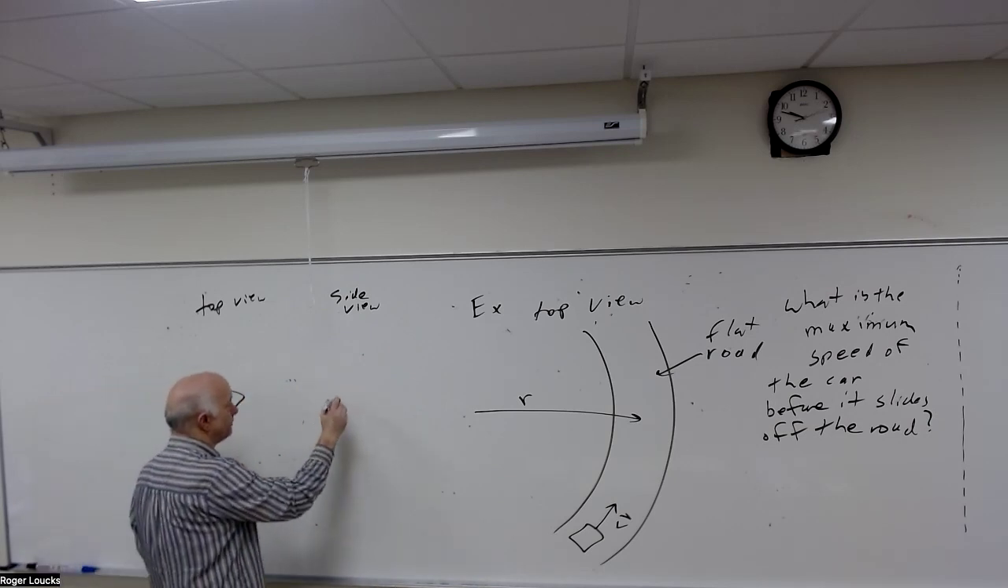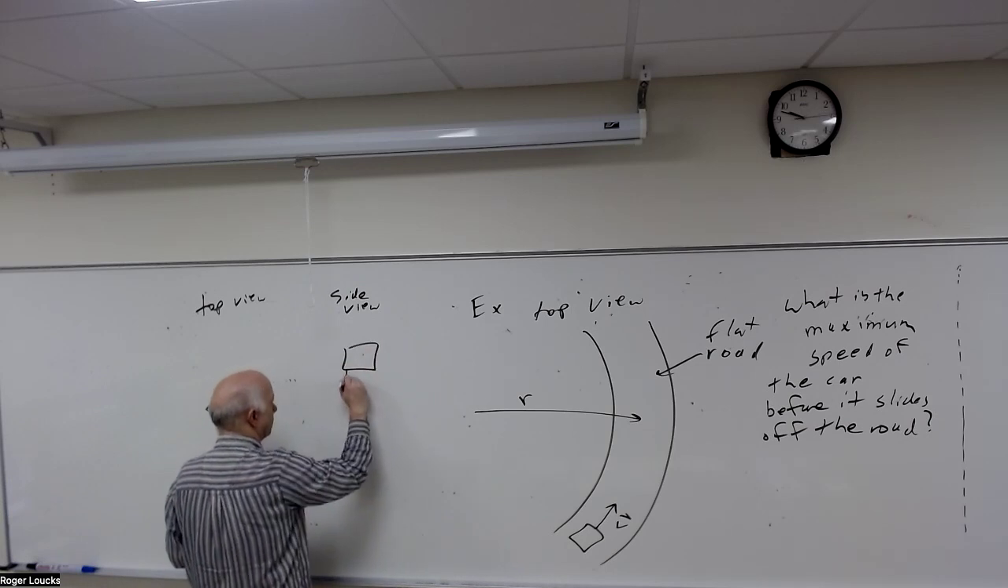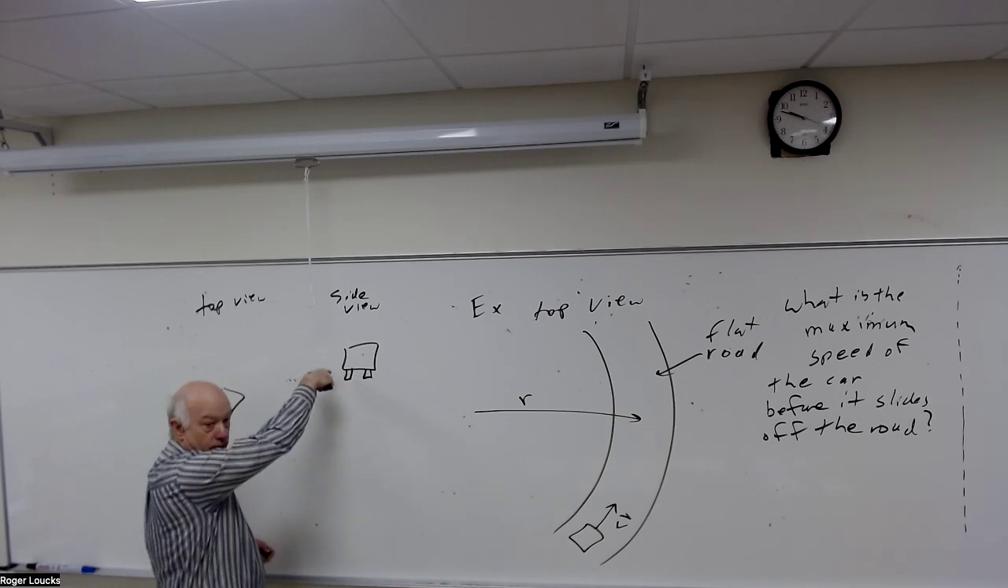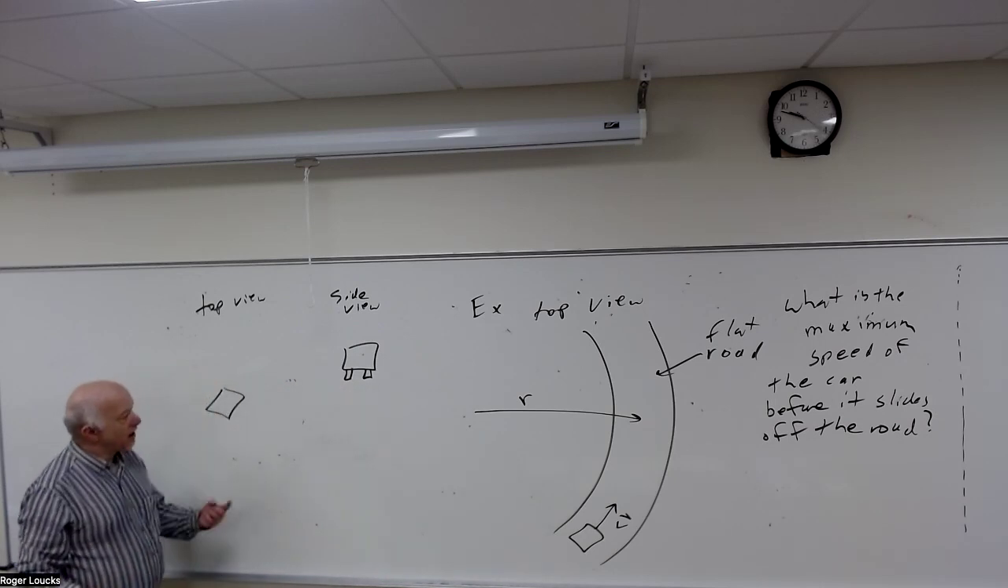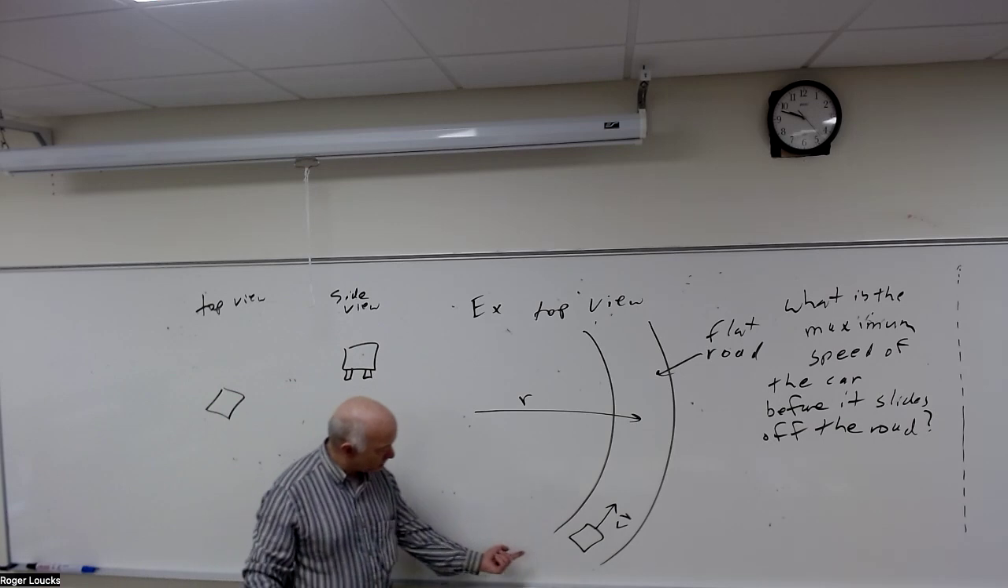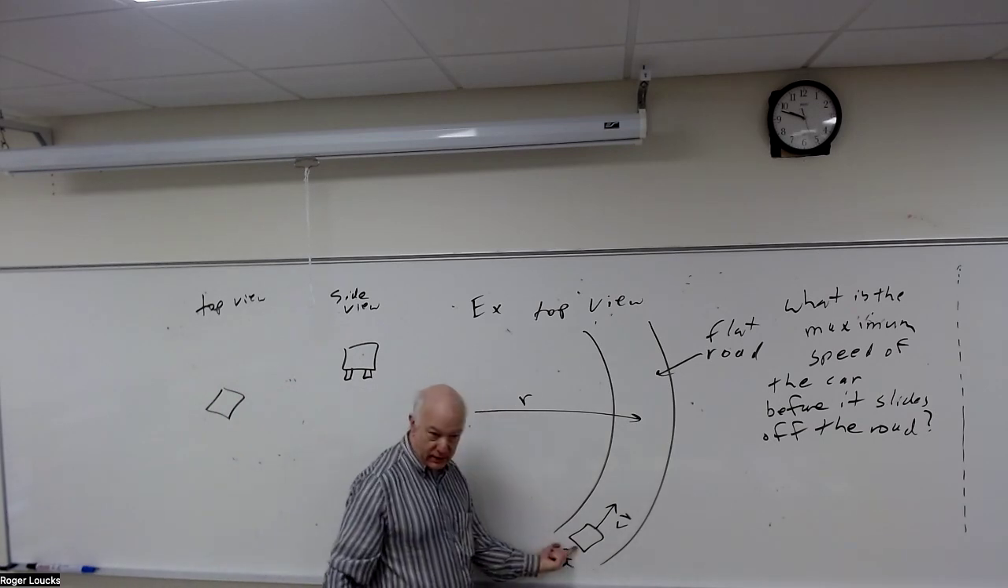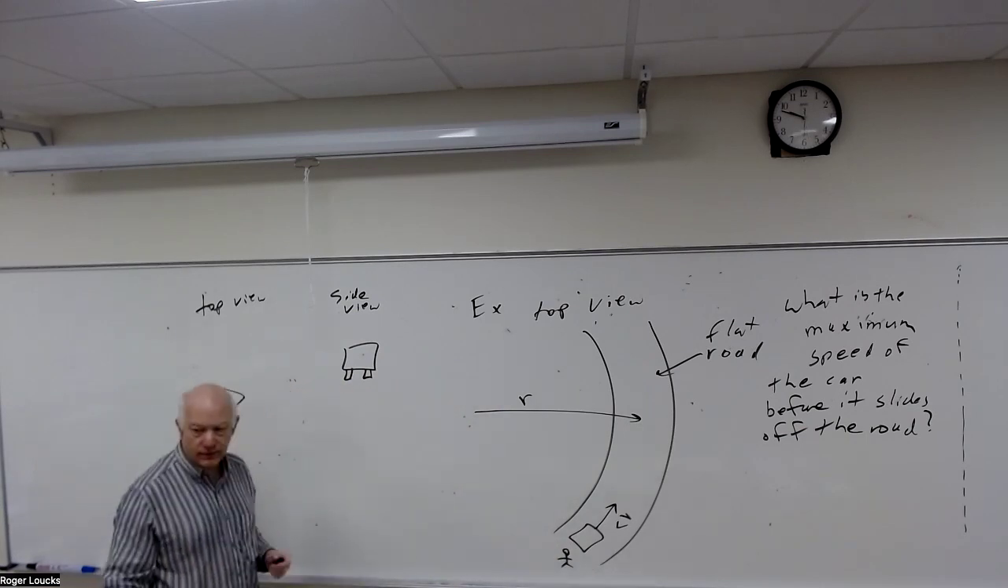If I'm looking at a side view, what am I going to do? I'm going to have the car here and here are the tires. So I'm kind of looking at the back end of the car. So let's do this one here. If I'm standing here, looking at the back end of the car, what would be all the forces on this right here?